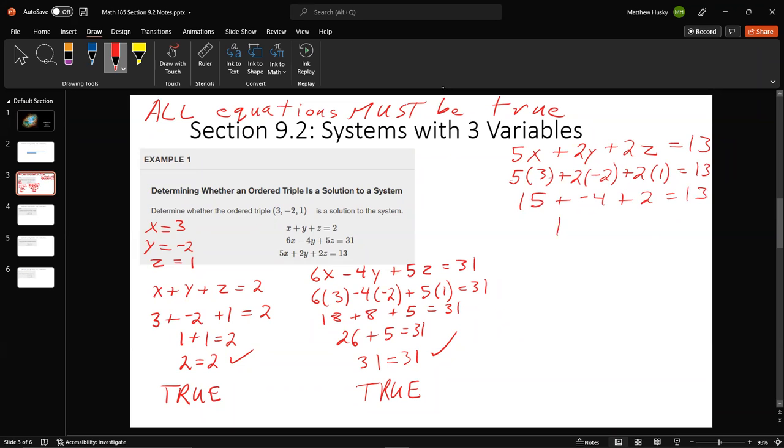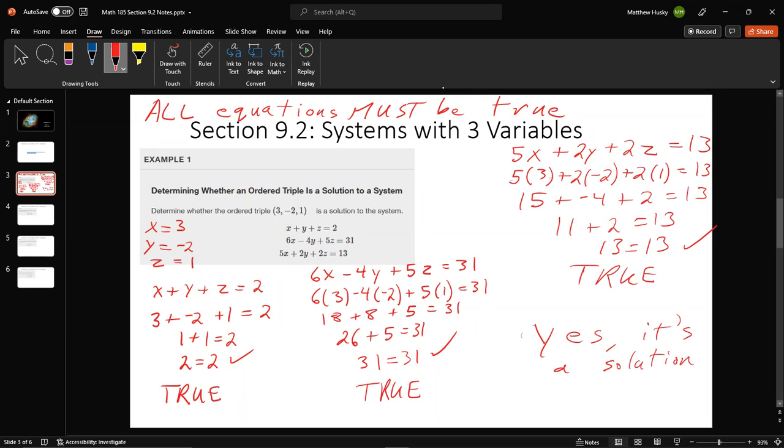15 minus 4 is 11. 11 plus 2 is 13. So that checks out. All three of them were true each time. So the answer is that yes, it's a solution. It does indeed work. It works for all three equations. So we have verified that yes, indeed, 3, -2, 1, that ordered triple is a solution.